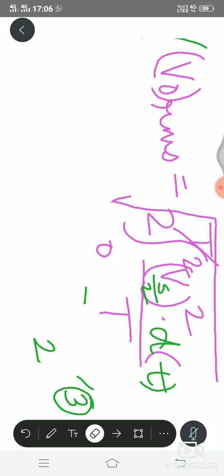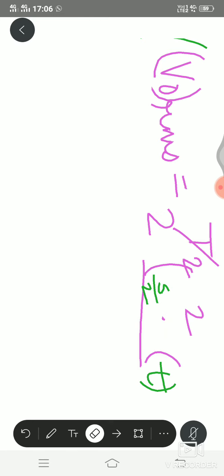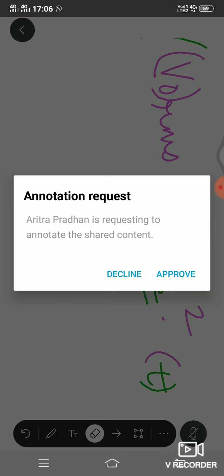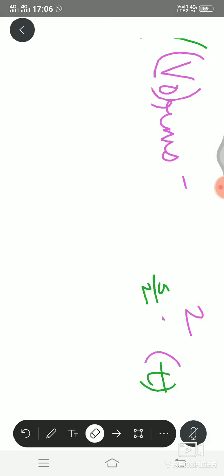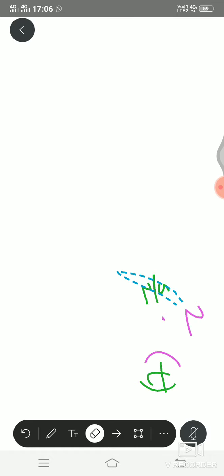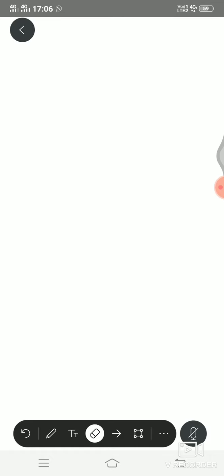For rubbing purpose, can you guys help me? Can you do it from your side also?